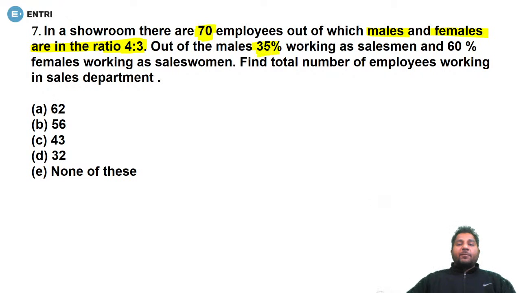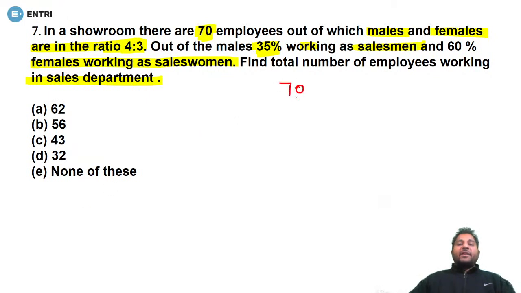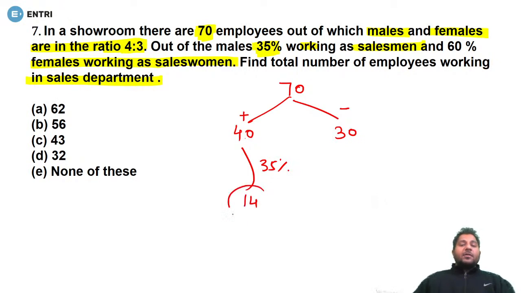Out of the males, 35% are working as salesmen and 60% of females are working as saleswomen. Find the total number of employees working in the sales department. Okay, so let's make it a ratio. 70 employees were there, where the ratio of male and female will be 4 ratio 3. That means 40 and 30. Out of males, 35% are in sales. So 35 fours are 140, that means 14 males are in sales.